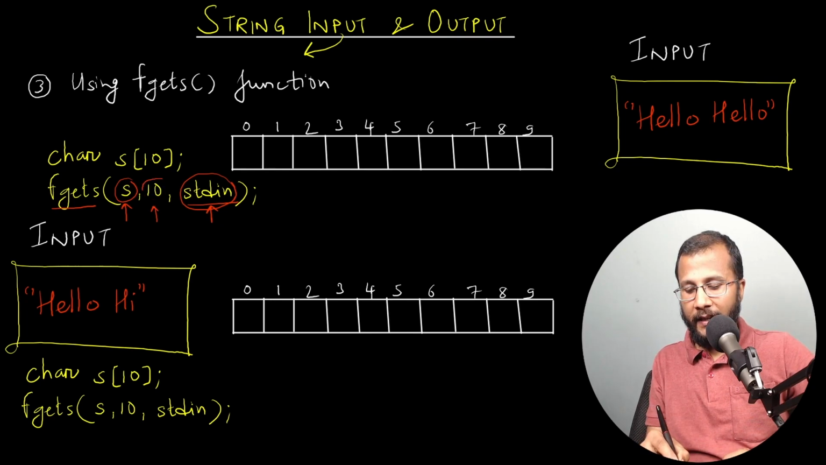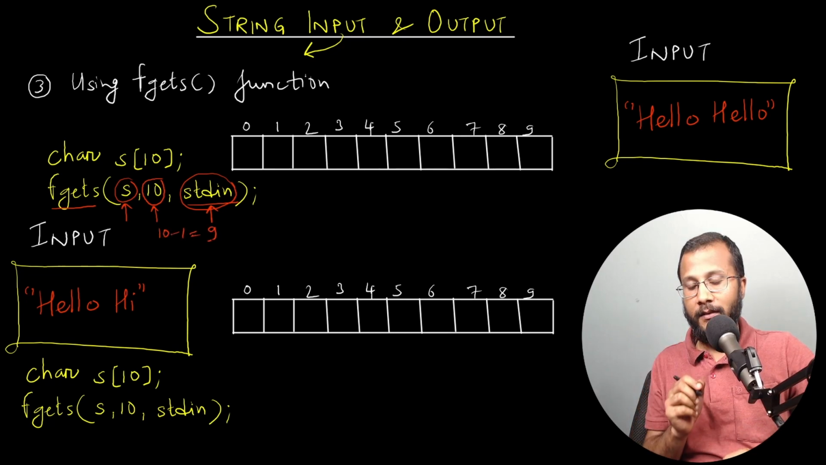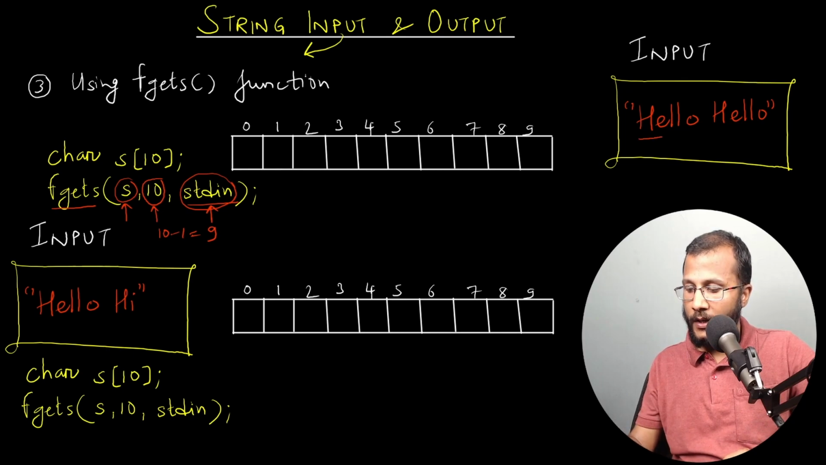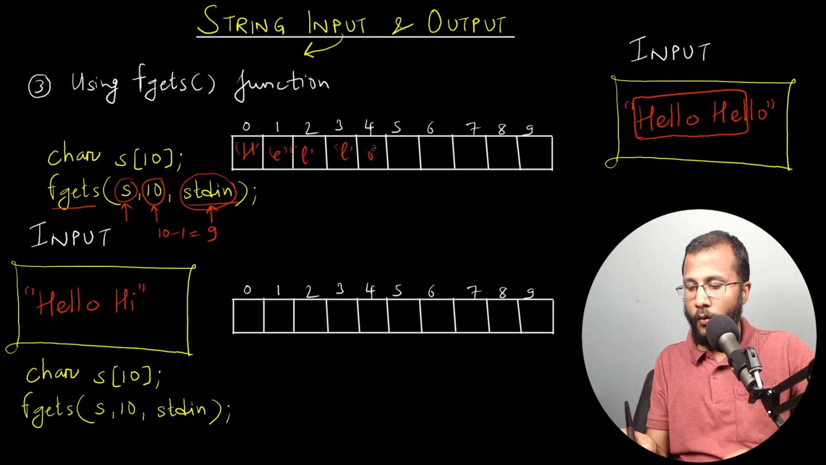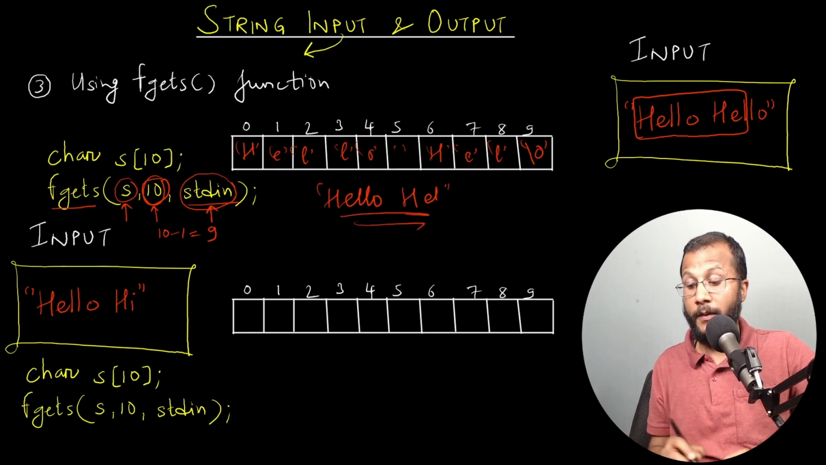This second parameter 10 will make sure that you can read only 10 minus 1, that is 9 characters, from the keyboard, because it has to reserve the last place for the null character. So it will take only 9 characters: 1 2 3 4 5 6 7 8 9. So this will be H, E, L, L, O, space, and then H, E, and L. It will only take 9 characters, because the size is 10, and at the last place it places the null character. So if you print the string S, the output would be HELLO space HEL. This is going to be stored in this particular array.